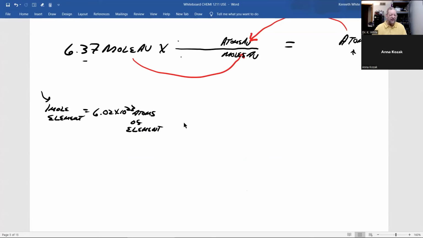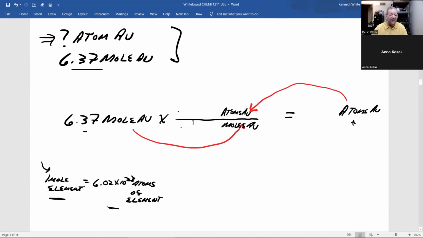So whenever you have one thing equal another, there are two ratios. And if I have how many moles of gold? 1 mole. How many atoms of gold are there? 6.02 times 10 to the 23rd.